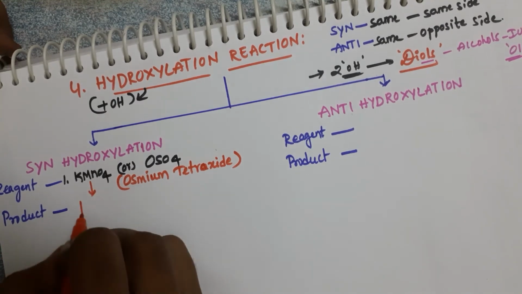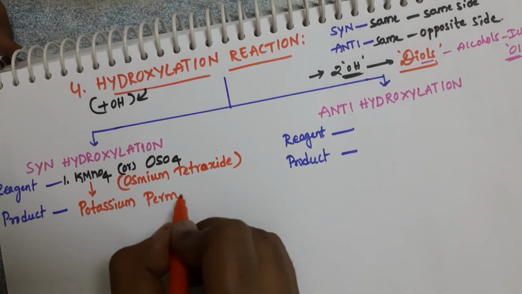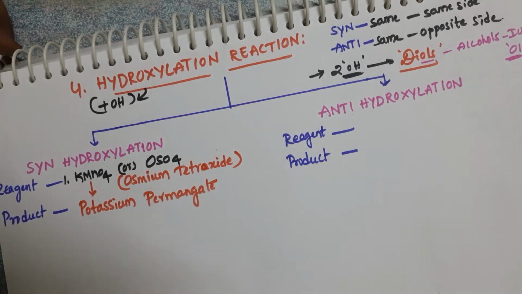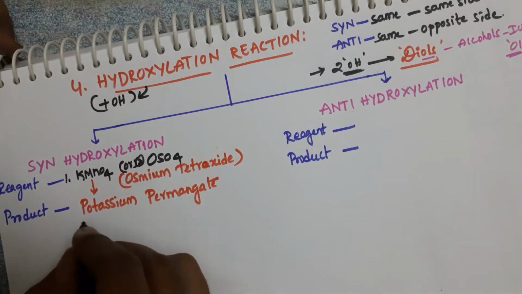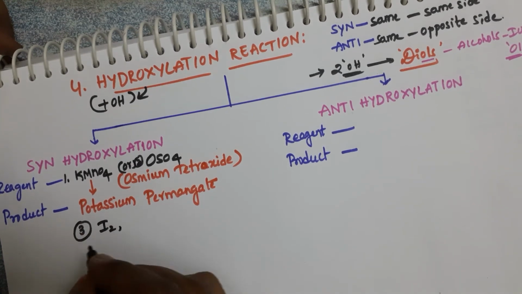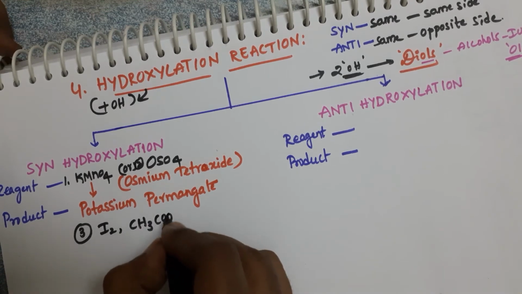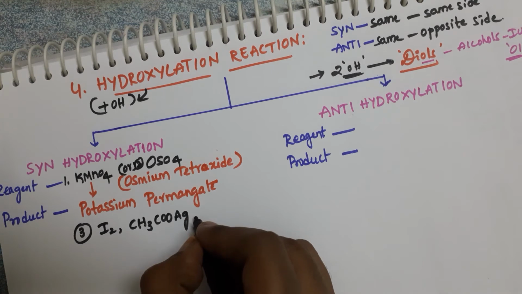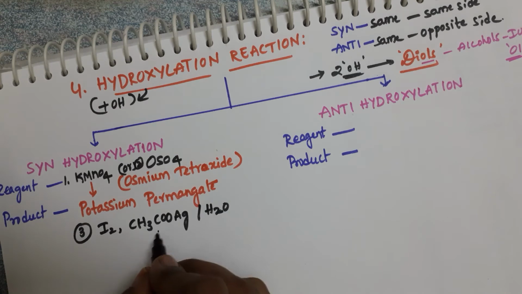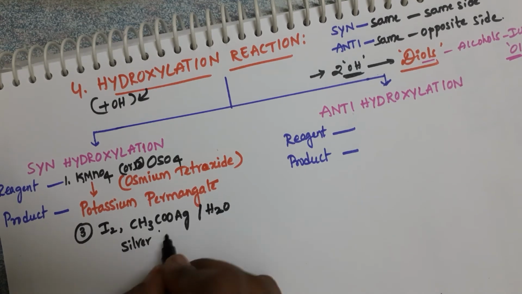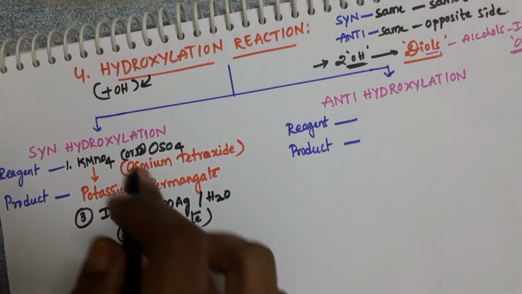This is potassium permanganate. The second one is this, and the third one is iodine in the presence of silver acetate, CH3COOAg, and in the presence of water. Iodine with silver acetate, this is called silver acetate. Okay, these are the three reagents.